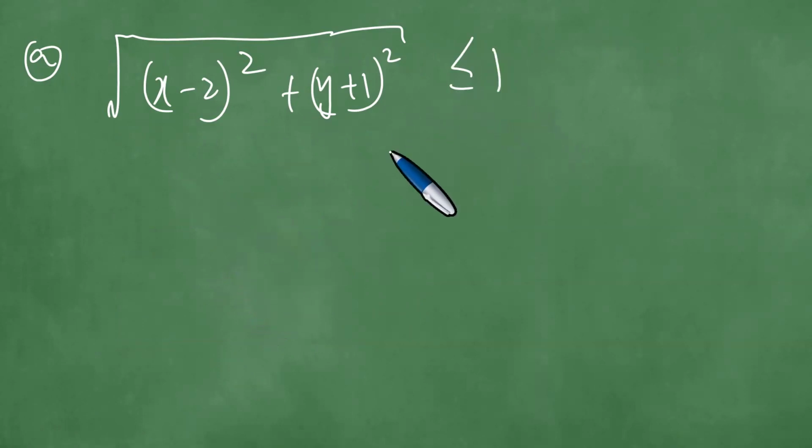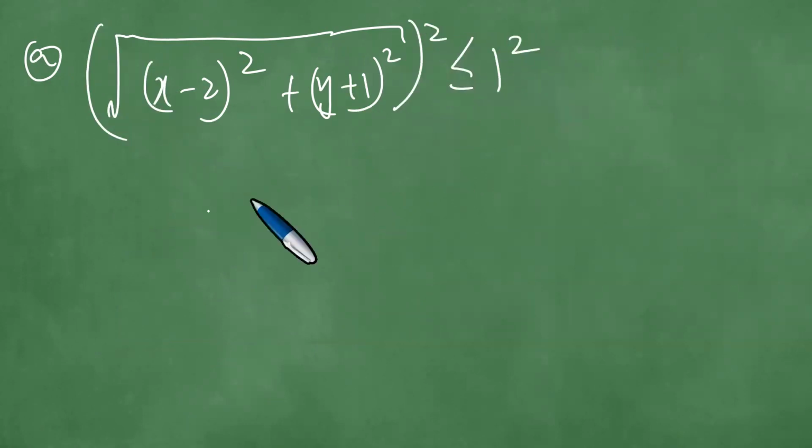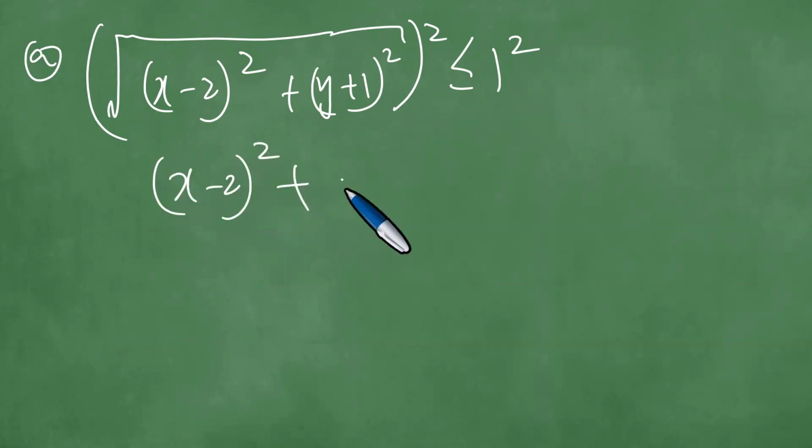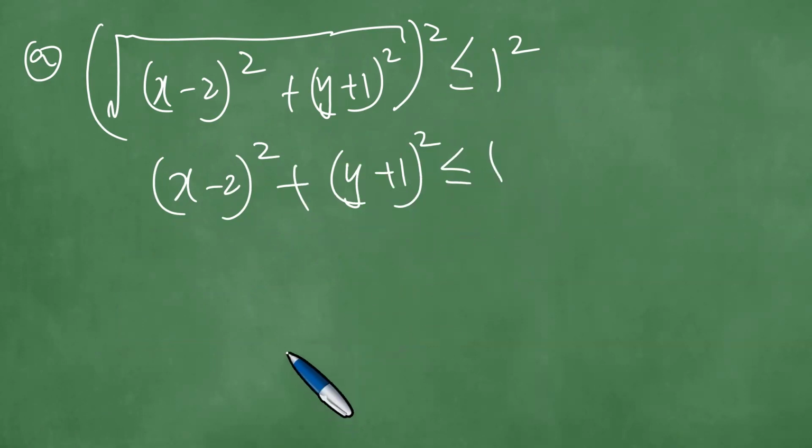Okay, you square both sides of this. If you square both sides, you have (x minus 2) squared plus (y plus 1) squared less than or equal to 1. So this is a geometrical representation.